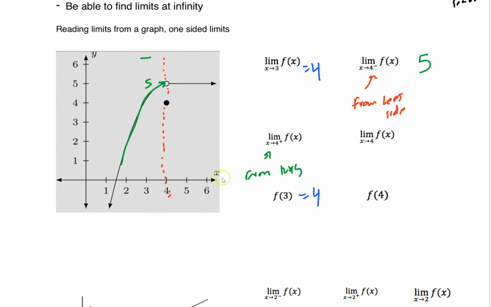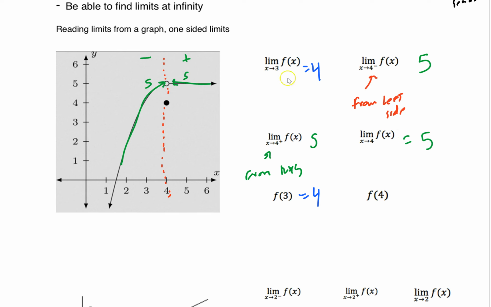So as you're coming from the right, as I get close to 4 on my x, what's my y doing? Well, it's a straight line going toward 5. So here's the thing about limits. If the left side limit and the right side limit match, that's your limit, right? Look at this. From this side and from that side, they both look like I'm going toward 5. That's my limit. Limit doesn't care what happens.